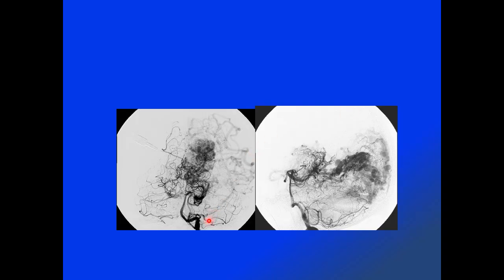Same patient with a left vertebral artery injection now demonstrates arterial flow to part of the AVM from distal branches of left posterior cerebral artery with early draining veins visualized on this lateral view.